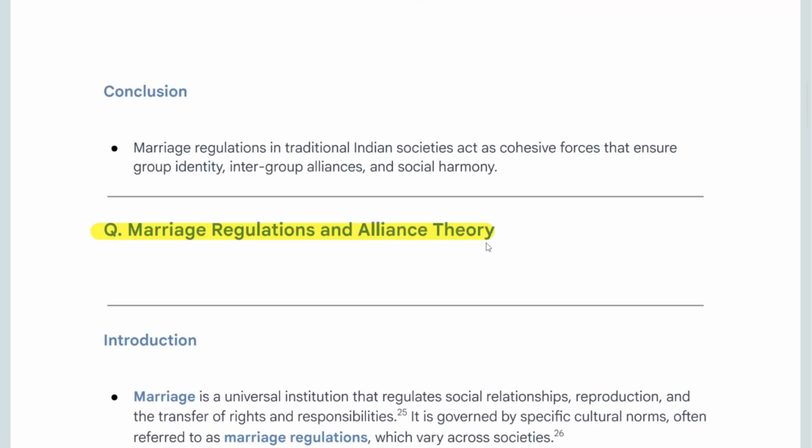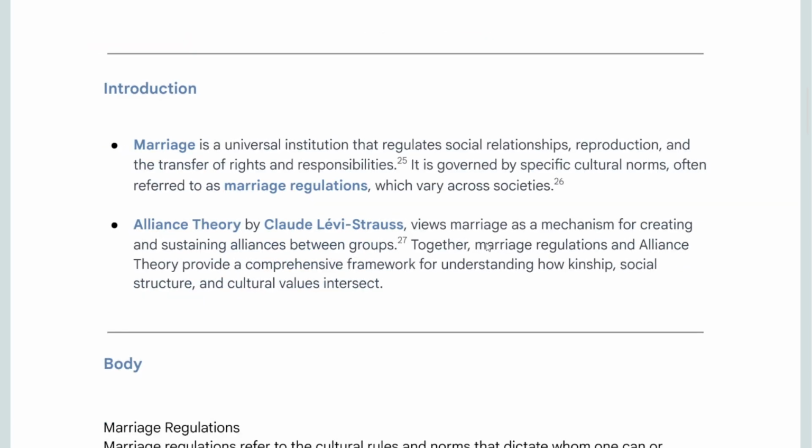This helps us understand the why, right? The thinking behind these rules. Exactly. Alliance theory, mainly developed by Claude Lévi-Strauss back in 1949, gives us a really powerful lens here. It basically says, look, marriage isn't primarily about romance or personal feelings. It's a crucial social mechanism for creating and maintaining alliances between entire groups.